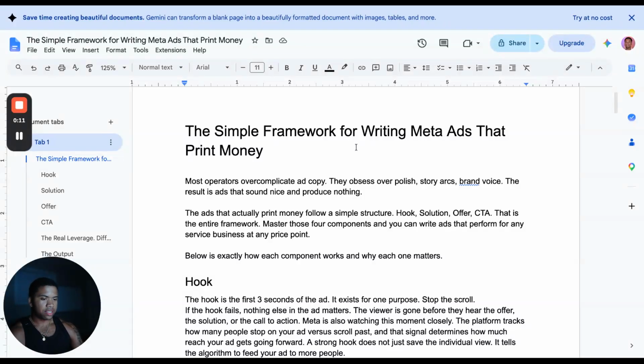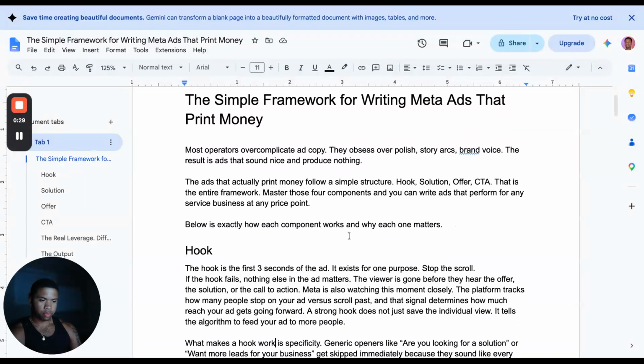So most operators I see completely overcomplicate ad copy. They obsess over the polish and the story arc and brand voice, and they want to work on all these different mechanisms. They want to talk so much about their offer and all the different features it has, and that's really just not what works.